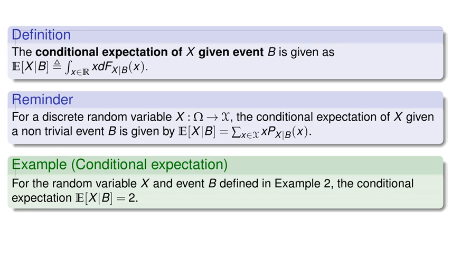Let's continue our fair die example. For the random variable x and event B we defined, where x is the outcome and B is the event that x is less than or equal to 3, the conditional expectation of x given B is calculated as 1 times 1/3 plus 2 times 1/3 plus 3 times 1/3, which sums to 6/3 or 2.